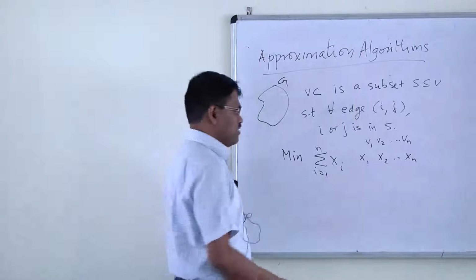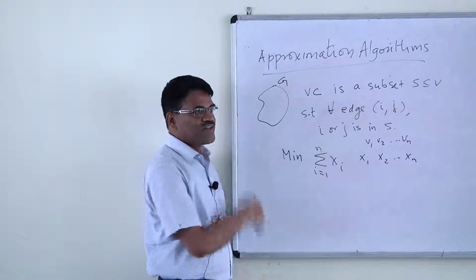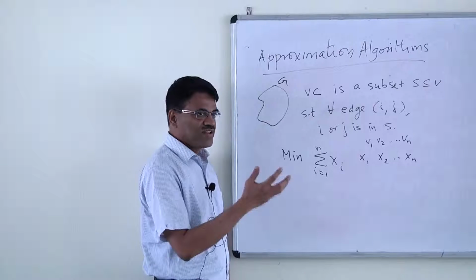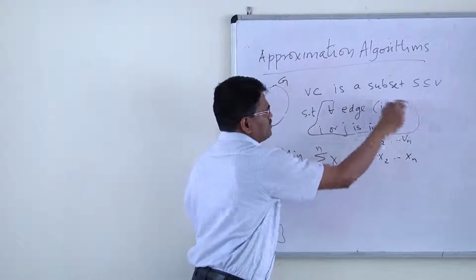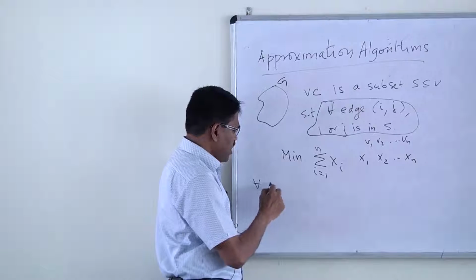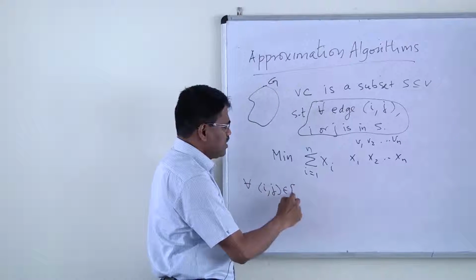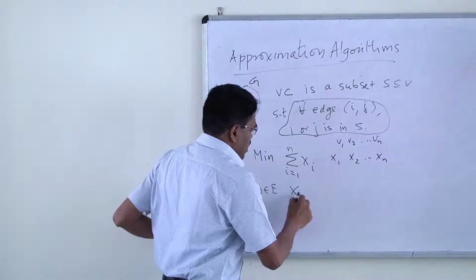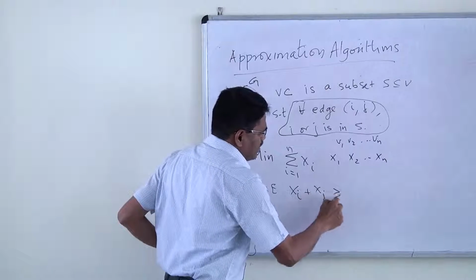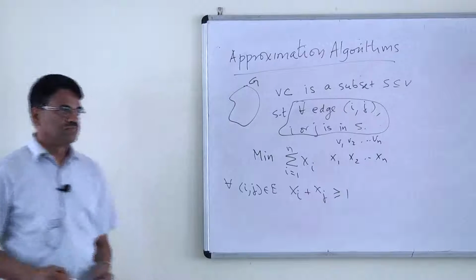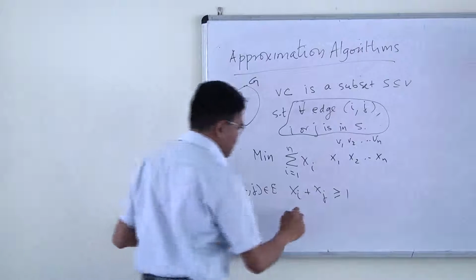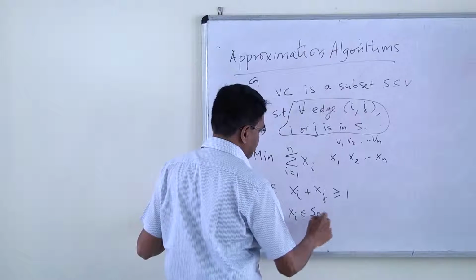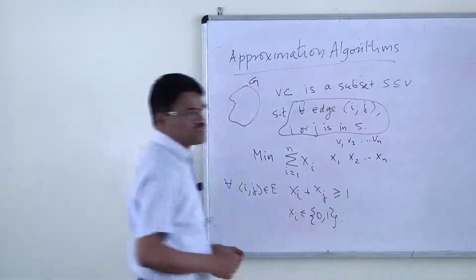What are the constraints? This is all I want to do. Otherwise I'd pick every xi as 0 to minimize it. But what are the constraints? I want to satisfy this constraint: for every ij in the edge set, xi plus xj better be at least 1. This means that at least one of these is in the solution. And let's say every variable gets a value 0 or 1.